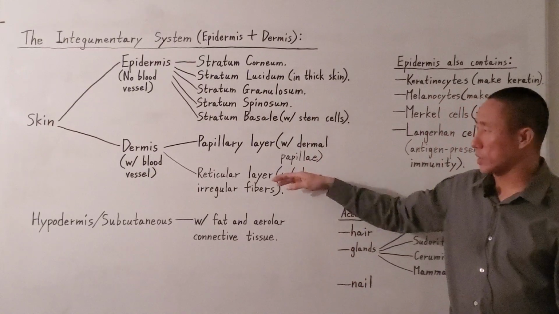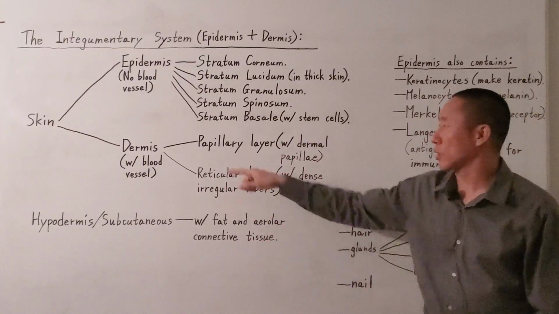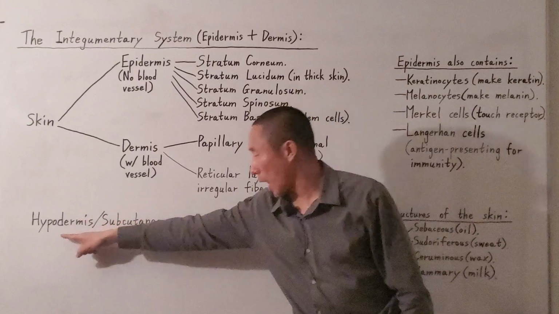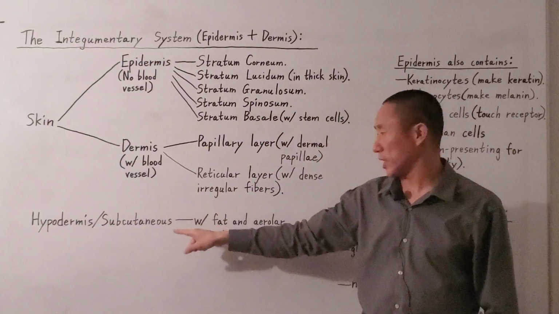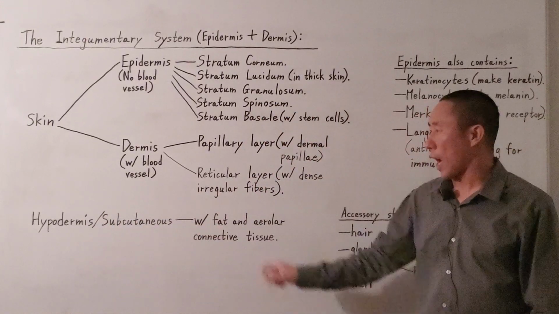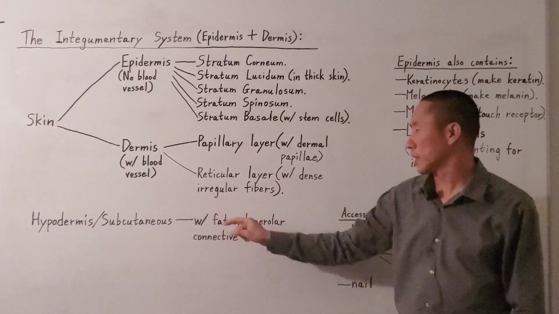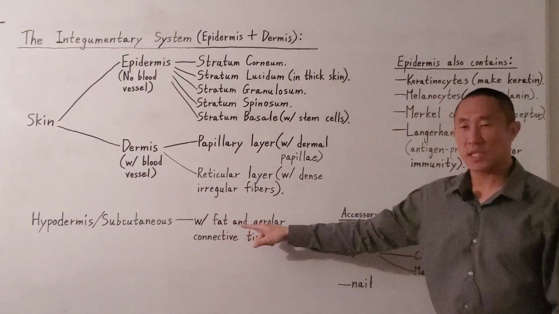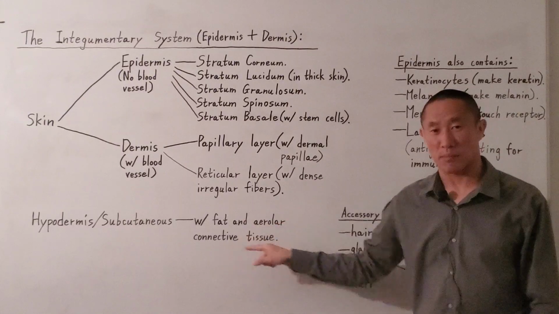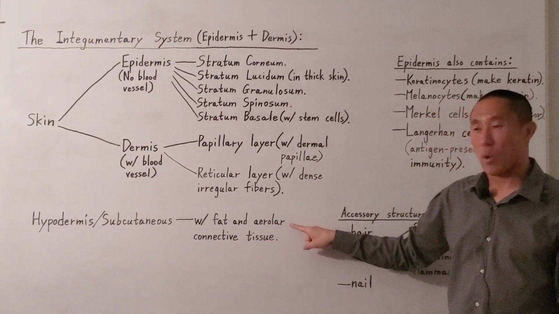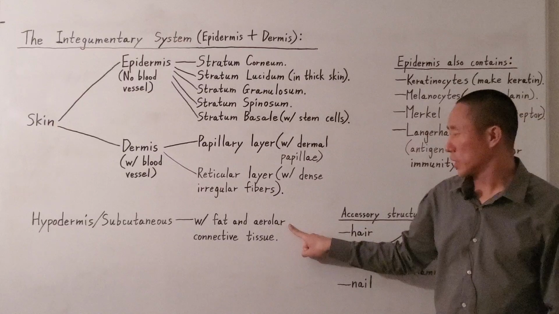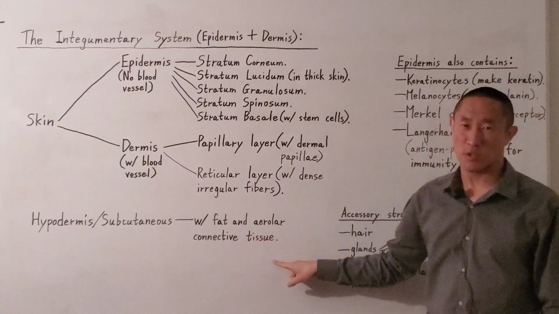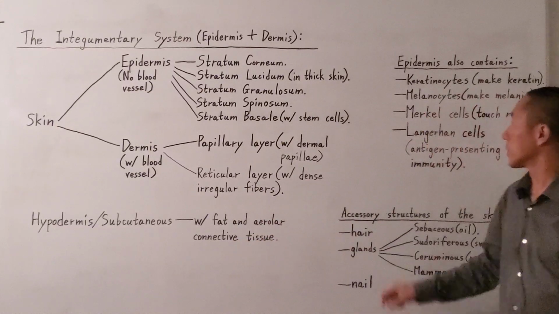Now, if we go deeper than the dermis, we will see the hypodermis or subcutaneous layer. The hypodermis, or the subcutaneous layer, has a lot of fat and also areolar connective tissue. Now, the word areola means loose, so you will see this layer is very loose.